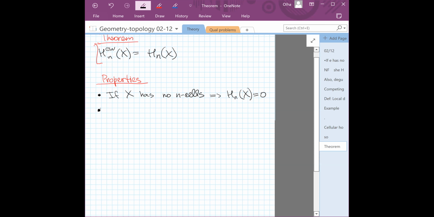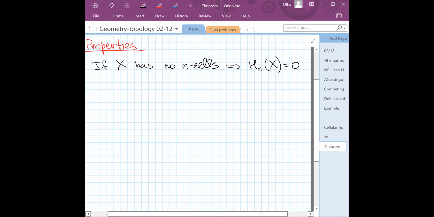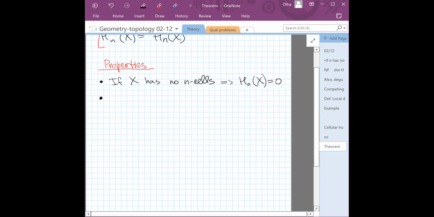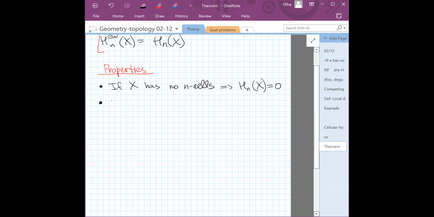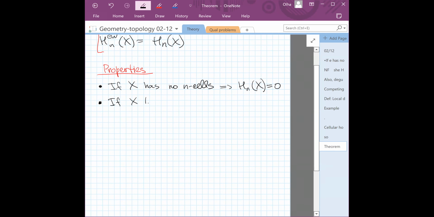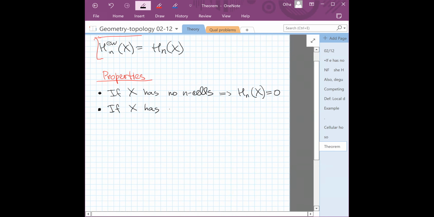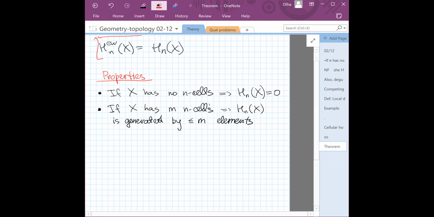And then another very simple thing, which also follows from what those spaces are, which is Z to the m. So if X has m n cells, then H_n of X is going to be generated by at most m elements. This is again just because it is a subspace in Z^m.